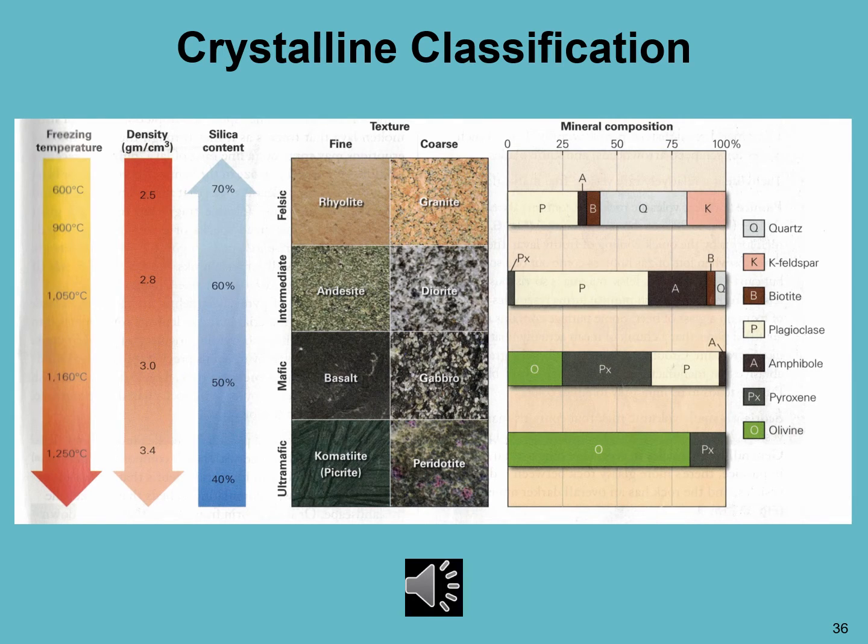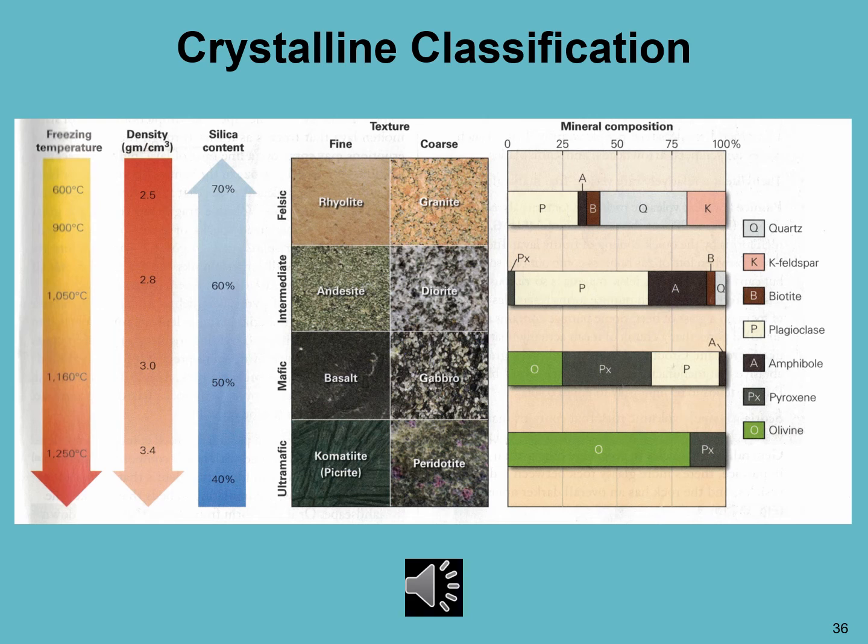We classify crystalline igneous rocks into four compositional groups: ultramafic, mafic, intermediate, and felsic. The chart shows that the freezing temperatures decrease, density decreases and silica content increases from ultramafic to felsic compositional groups. In the middle, we see texture and a rock name for each compositional group. The third or right column shows the mineral composition by percent.